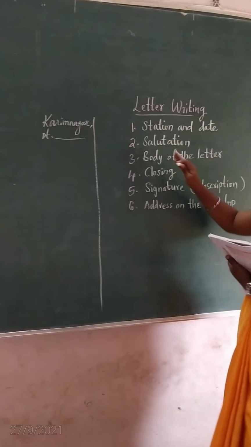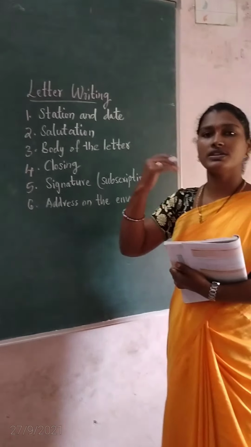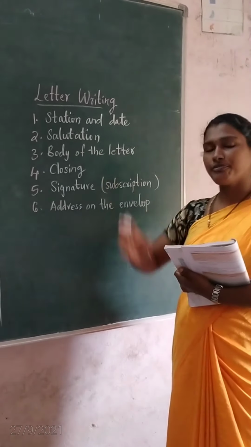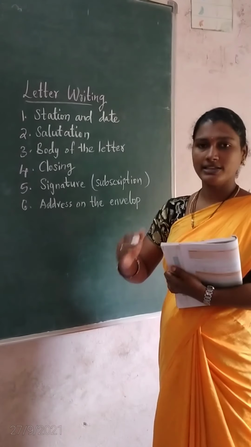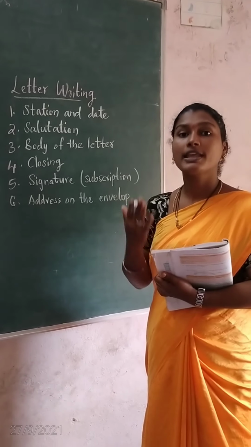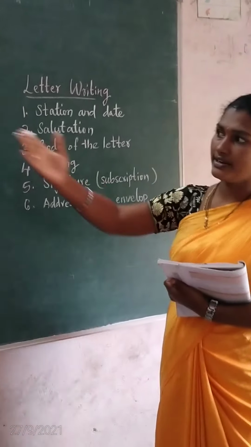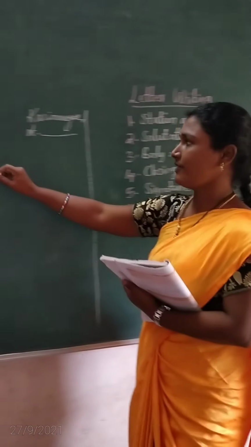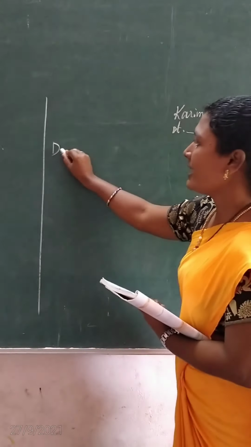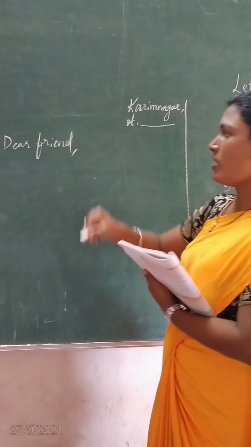Okay children. Now next, second is salutation. Salutation changes with the relation to whom you are going to write a letter. If you are writing to your friend, we take dear friend; mother and father, dear parents. When you are writing to your teacher, what you will write? Respected teacher, right? So here the salutation changes. As this is a letter to your friend, let us write dear friend, down below the station and date, on the other side. Dear friend. Okay children? And it always has a comma.